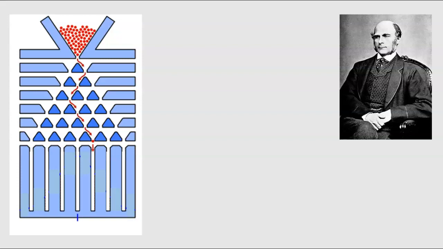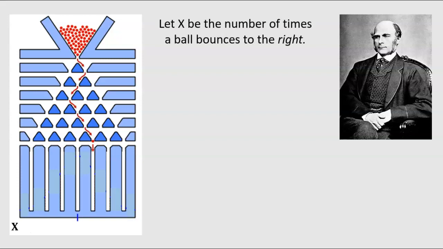Well, one question we might ask is, is a ball equally likely to end up in each of the various chambers? If it is, then after letting all the balls fall, the chambers should be roughly equally full. To make quantitative sense of this, let's introduce a random variable. Let x be the number of times a ball bounces to the right. This might seem like a strange random variable to define, but we can connect it very easily to the chambers.